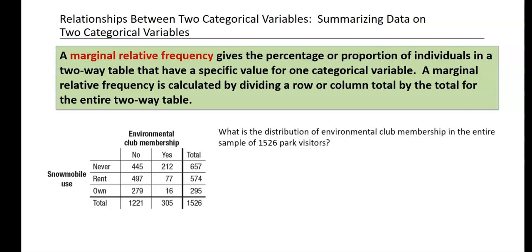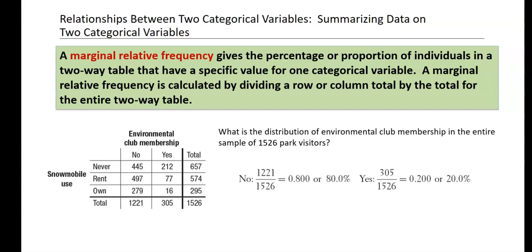What is the distribution of environmental club members? Environmental club members have two different types. Some people are members and some people are not members. But you're looking for marginal, in this case the total of each. How many yeses and how many nos, what proportion of the total? Nos, 1221 out of the total, and yeses, 305 out of the total. Those are the marginal frequencies for all environmental club members. It's just taking that category and breaking it down to both components.